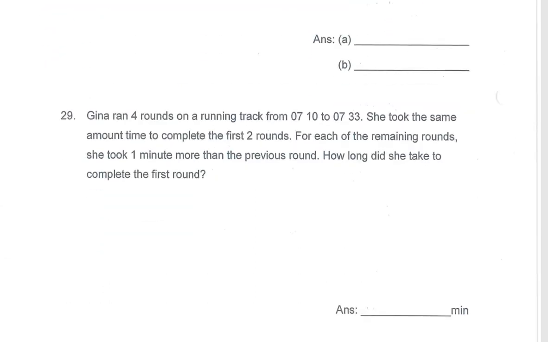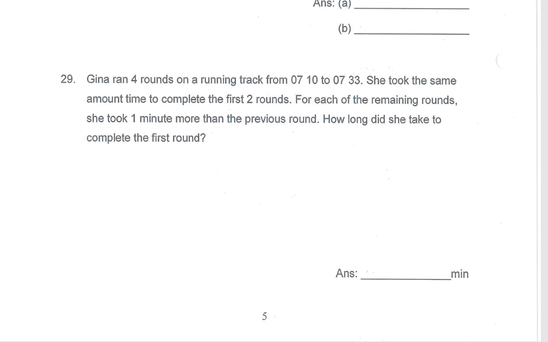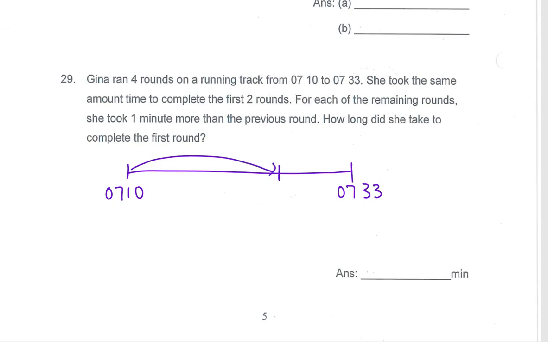Okay, so we are at question 29. Gina ran 4 rounds from 0710 to 0733. M1, right? Whatever you can solve with the sentence. Remember, each sentence is an M1 itself. I can actually see how long is the entire run.